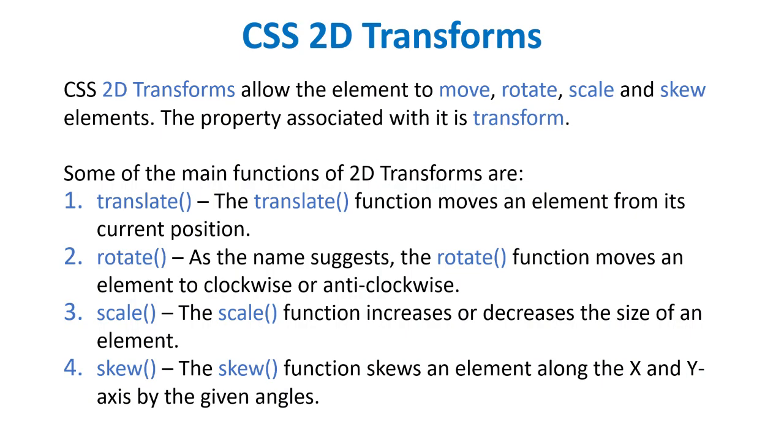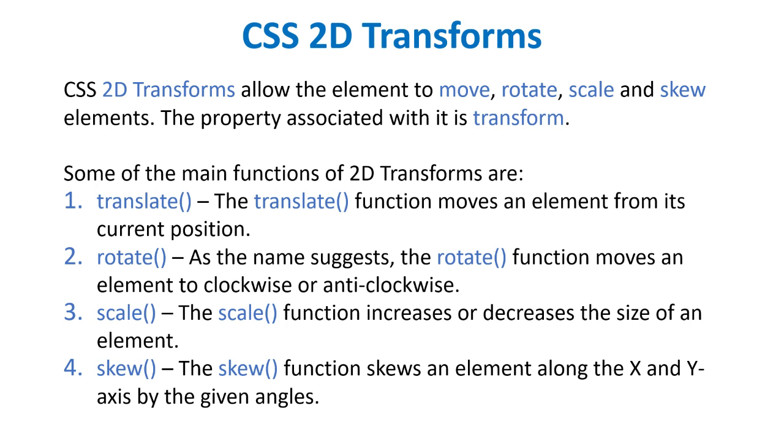CSS 2D transforms allow the element to move, rotate, scale and skew elements. The property associated with it is transform. Some of the main functions of 2D transforms are translate. The translate function moves an element from its current position.